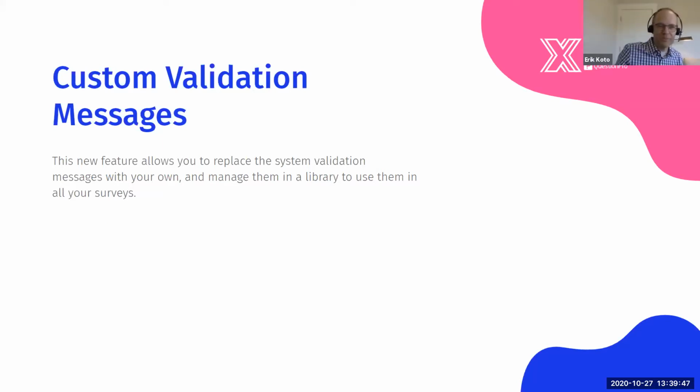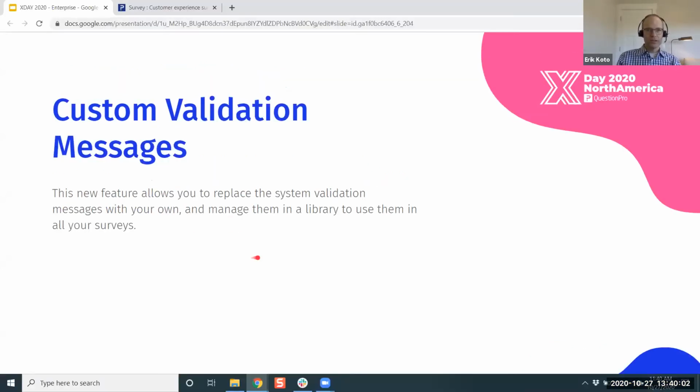Unfortunately, I'm going to jump into the app, and I think the pointer doesn't work in our app, but that's all right. I'll do my best to demo this and make sure that everyone can see this. So custom validation messages. I'm actually going to just jump straight to the app and show you here.